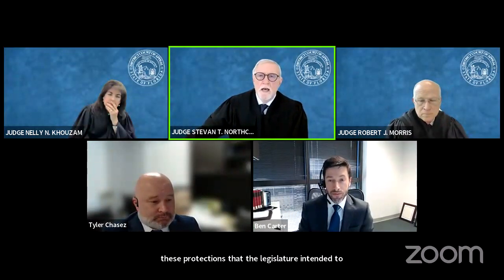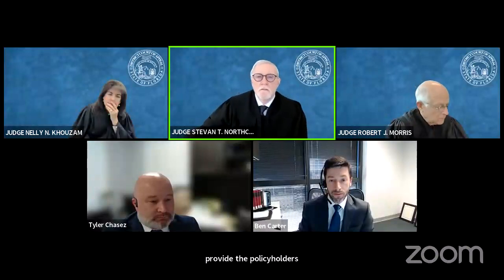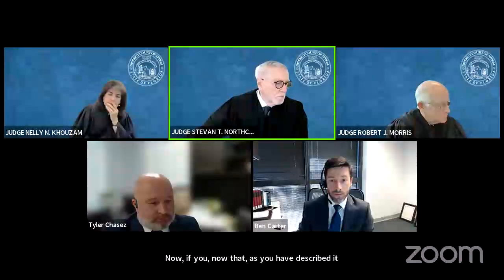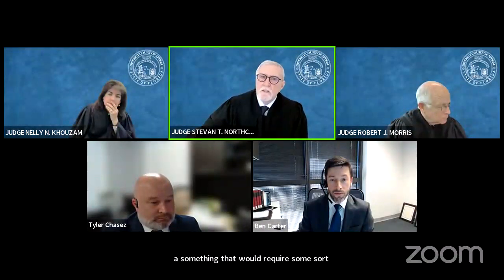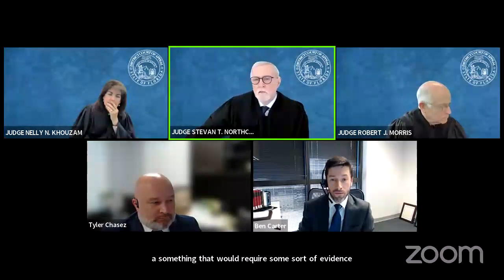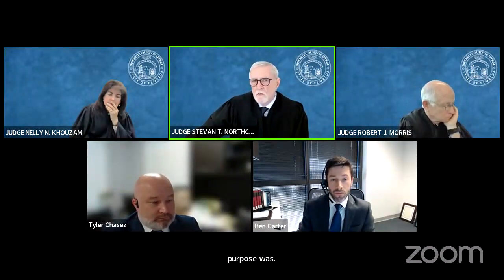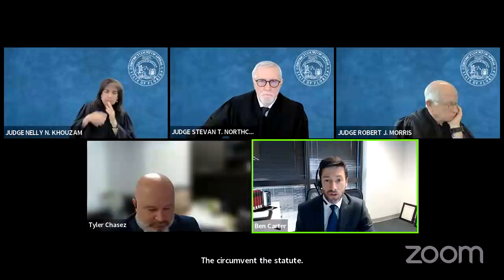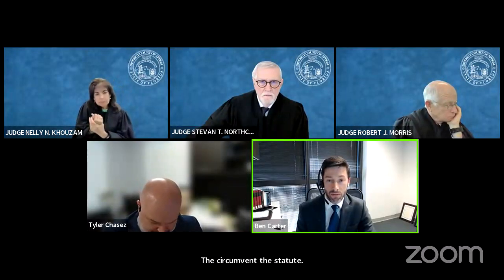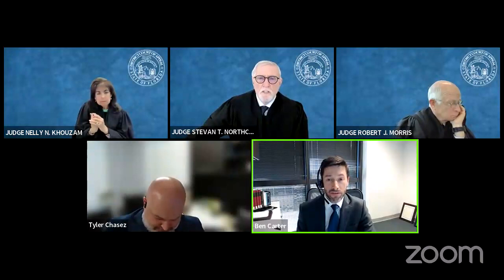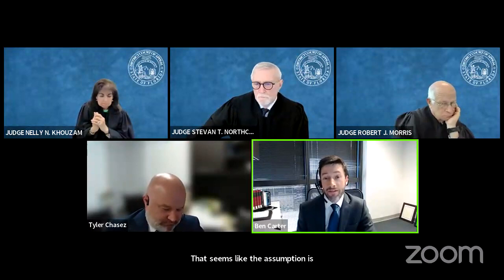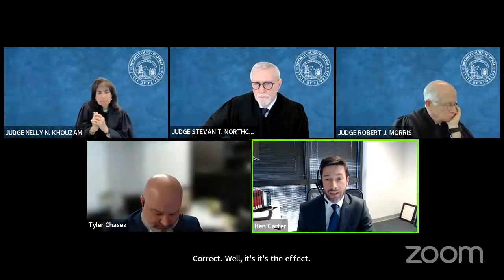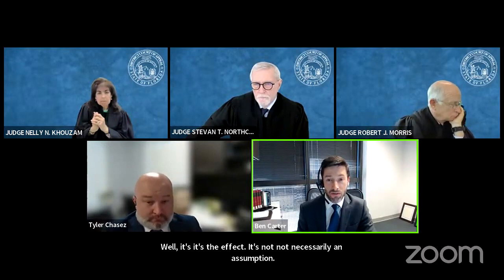Now, that as you have described it, is that something that would require some sort of evidence and fact determination? You know, that their true purpose was to circumvent the statute? I don't think so. It's not a fact that we're seeking to prove as part of our entitlement to relief. But I do believe what your assumption is. Correct. Well, it's the effect. It's not necessarily an assumption. It's the effect of what accepting this interpretation would be.